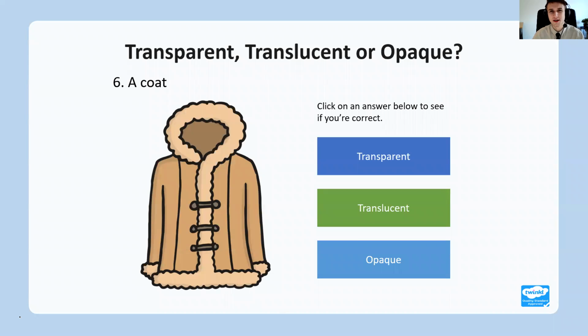A coat. Yep. Unless it was a clear raincoat, but the coat that's on the board would be opaque, wouldn't it? Because light cannot pass through that type of coat. But you might have a clear raincoat or a poncho, which might be sort of transparent or translucent.